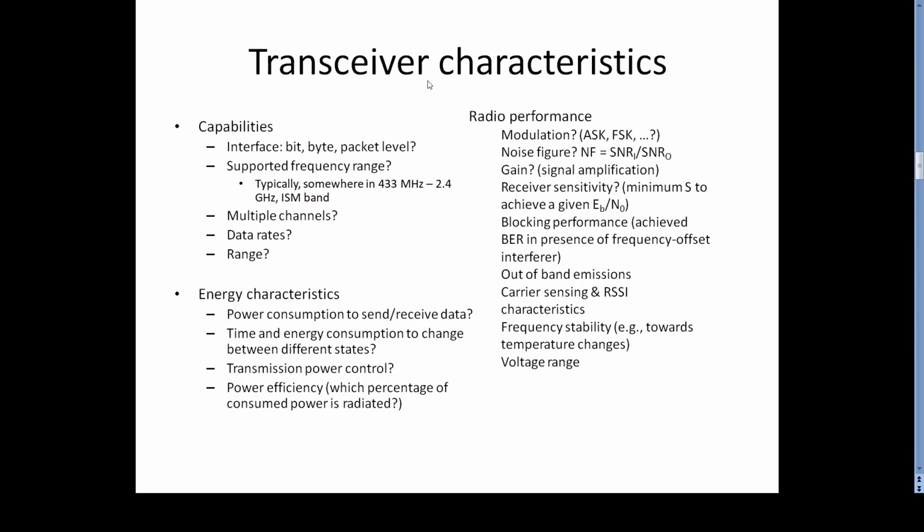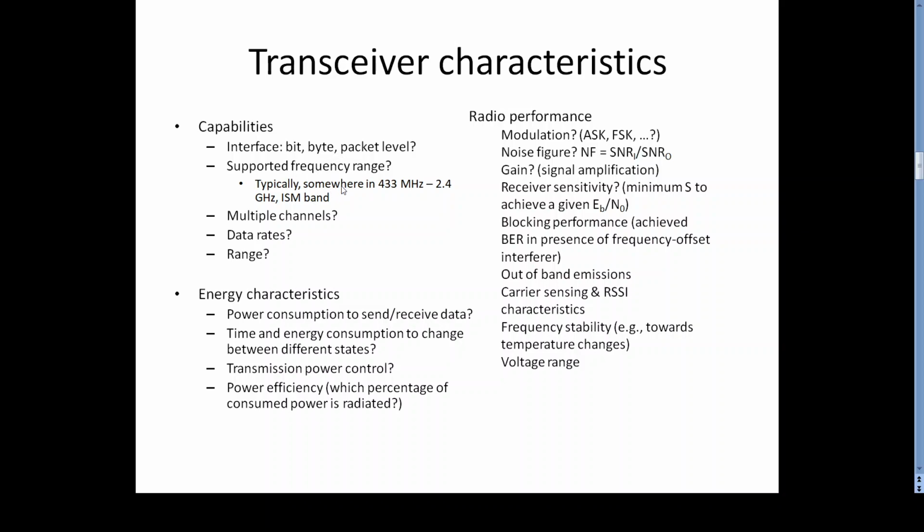A transceiver is nothing but a device that needs to transmit as well as receive. Coming to the capabilities, for the interface, the question arises whether we need a bit level, byte level, or packet level interface. And what is the supported frequency range? Can it transmit the data on multiple channels? What are the data rates? And what is the range coverage? These we should consider before using the transceivers.